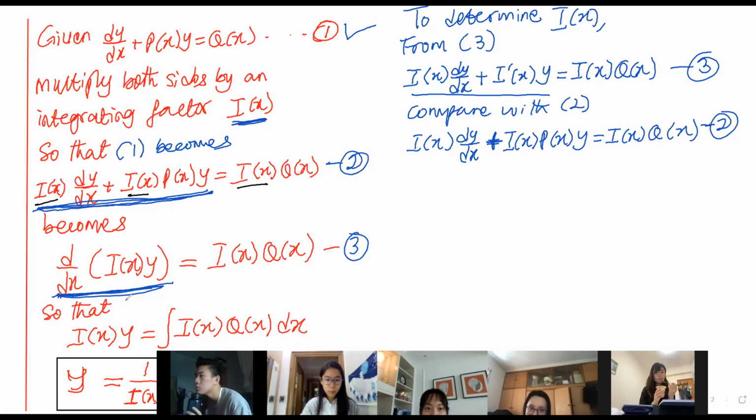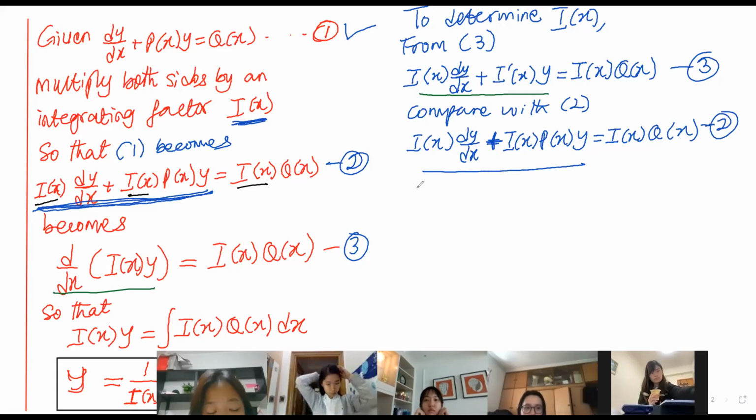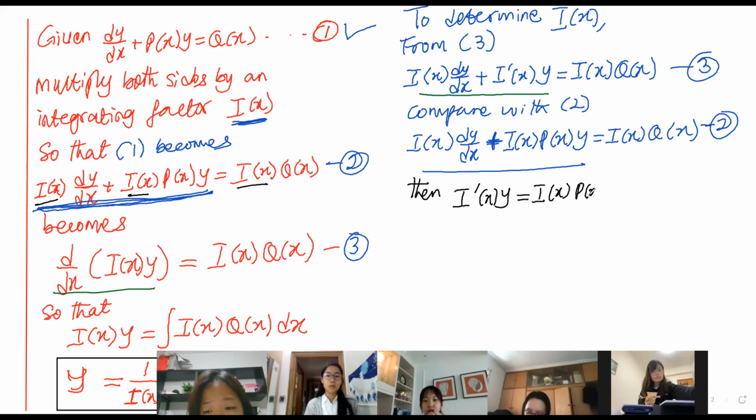If both of them must be the same, the left-hand side here is this. While the left-hand side here, let's use green for that, is this one. Am I making sense? If you have chosen I(x) so that both of them are the same, then you can compare both sides. If you compare 2 and 3, then you can conclude what? Together, everybody. I'(x) y is equal to I(x) p(x) y. Does everybody agree with him? So I'(x) y must be the same as I(x) p(x) y.